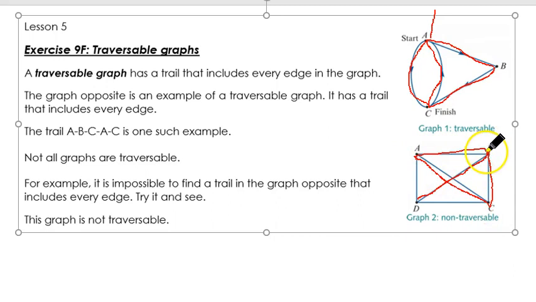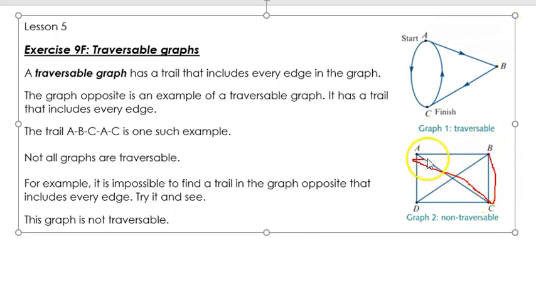Oh, and as soon as I get back to B, I'm going to have to revisit an edge. We'll have another go. I'll try from somewhere different. B, C, A, B, oh, and I've still ended up with an unexplored edge on AD. So that's why this one is not traversable.